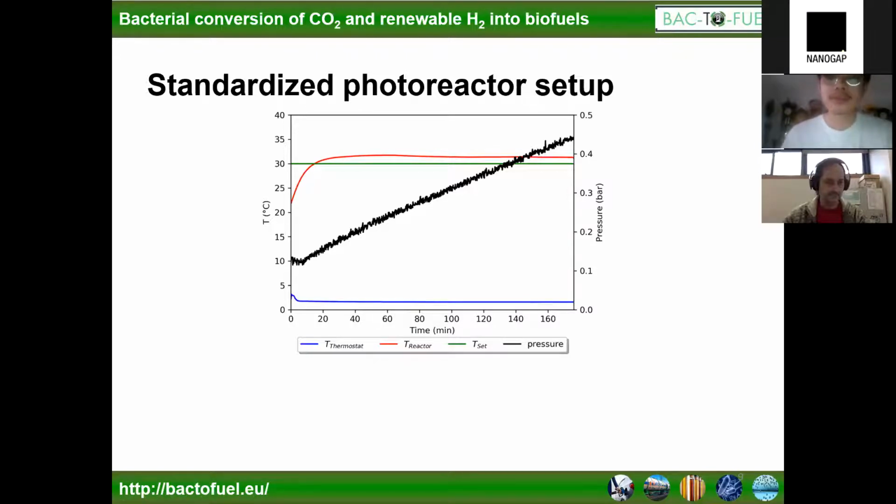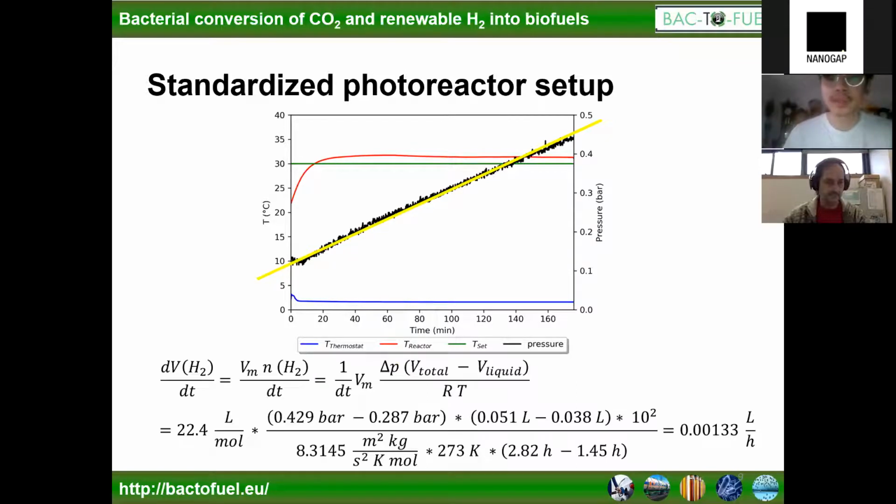And after the reaction, you get CSV data from the pressure and the time and the temperatures. And from this, you can get a gradient. And with the ideal gas law, you can calculate the amount of hydrogen over amount of time. So in this example, it's 0.0133 liter per hour.